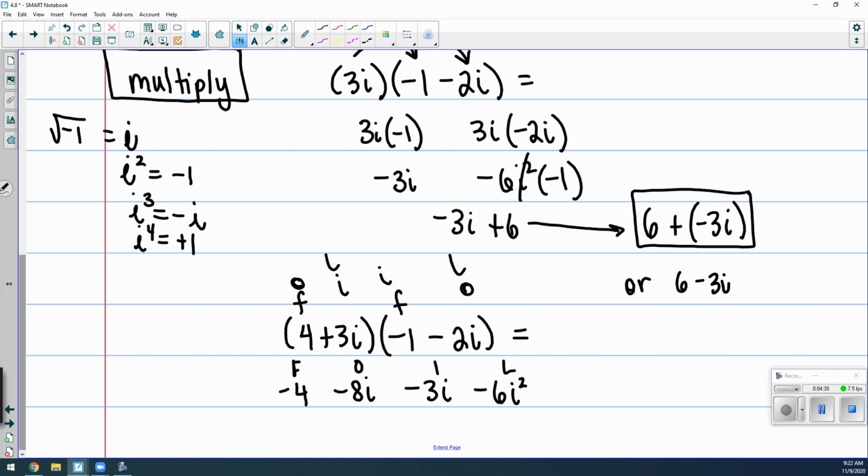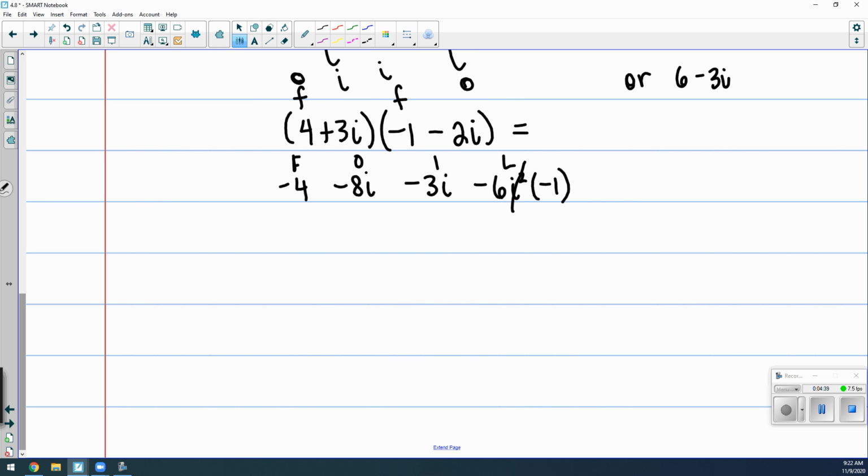Hold your horses. What's i squared? i squared is negative 1. So this becomes positive 6. Add the real parts. Negative 4 plus 6 is 2. Add the imaginary parts. Negative 8i minus 3i is negative 11i. And there we go. That's our final answer.